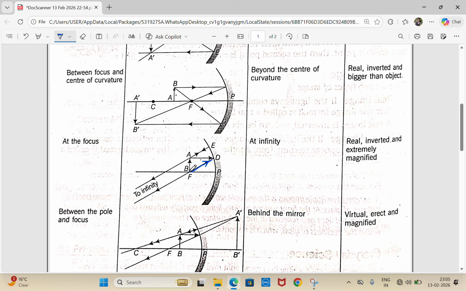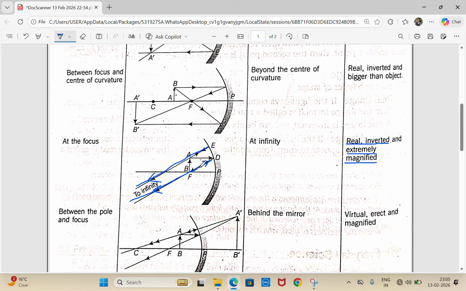Okay, it is going through the focus, and you can see that they tend to meet, but they do not actually coincide with each other, but they tend to meet. So here as well you can obtain a real image, and it is obviously inverted because it is real, and you can see an extremely magnified image. Okay, this is the exception. In this case you can get an extremely magnified object.